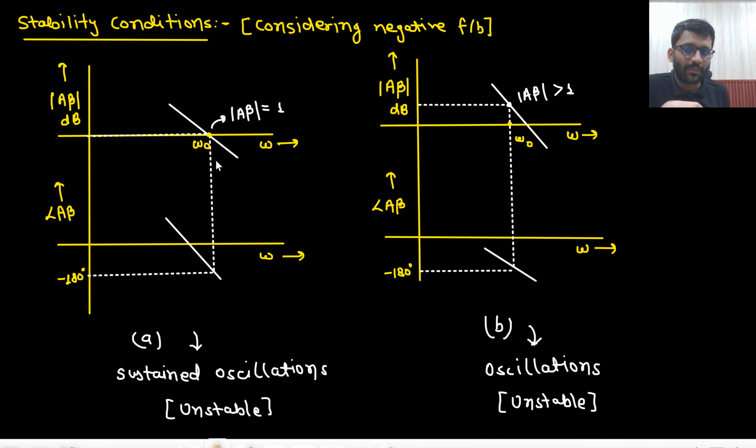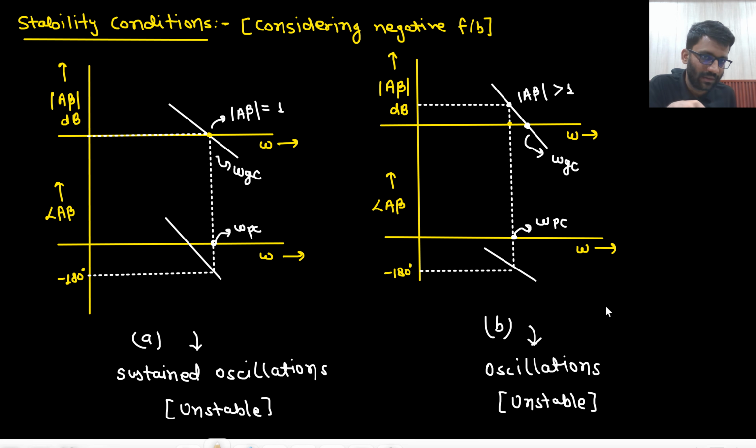Tell me, what was this point? This point was omega gc, right? And what was this point? This point was omega pc. At the point where your phase shift was minus 180 degree. And where was omega gc? This was your omega gc. There is no use of this omega naught and all. What did you get to know here? That here your omega gc is greater than omega pc, right? Here omega gc is equal to omega pc. Omega gc was greater than omega pc. This was some lesser value, this was greater value, right?